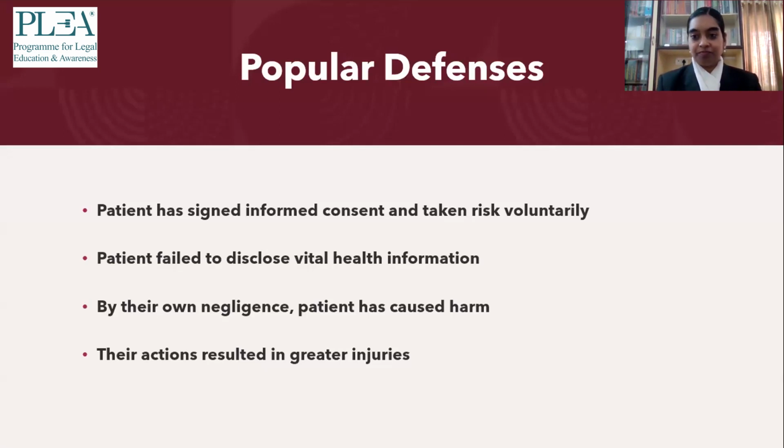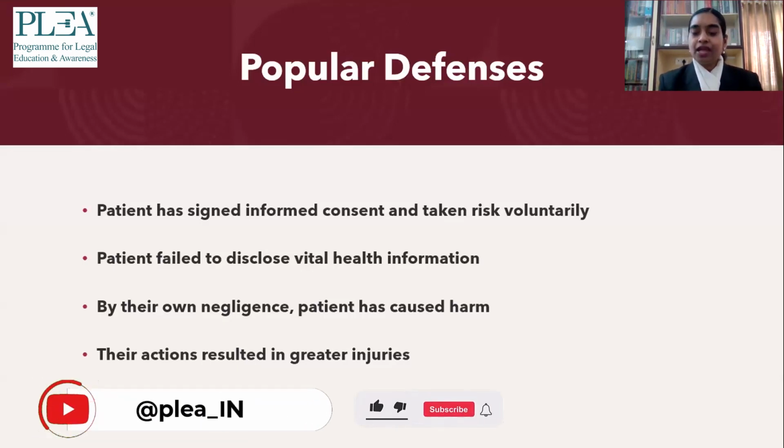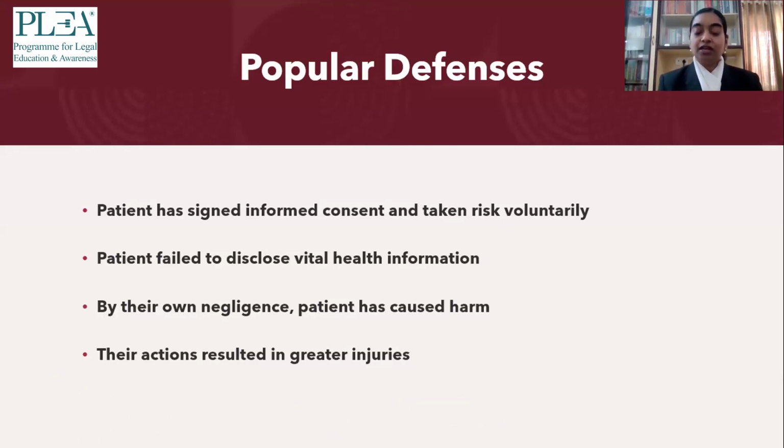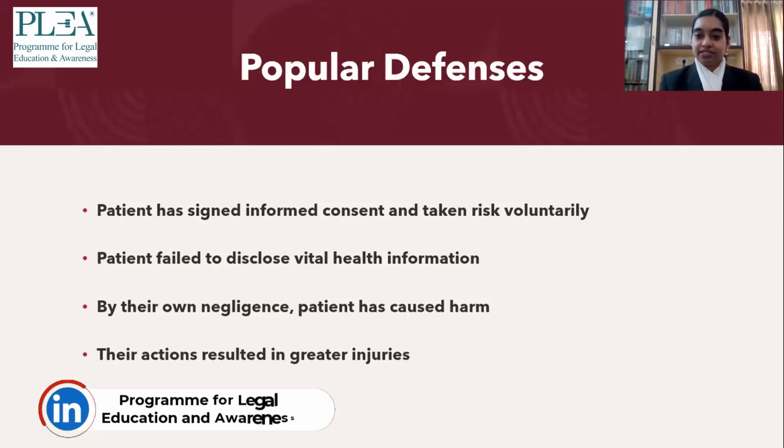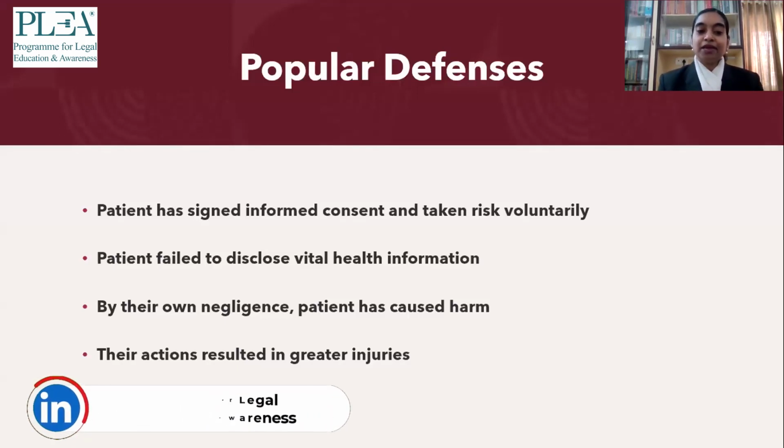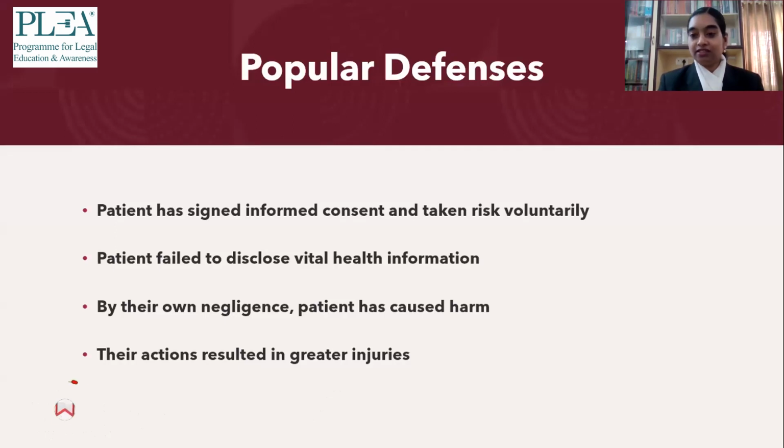treatment voluntarily. So first of all, it is important to tell the patient, to make him aware what kind of treatment he is going to undergo and that such and such risk may ensue. So informing him is very important. As per my understanding, informed consent is one of your short answers, one of your small questions, and we will see that later. Second is patient failed to disclose vital health information.